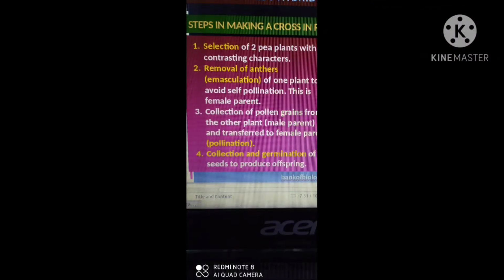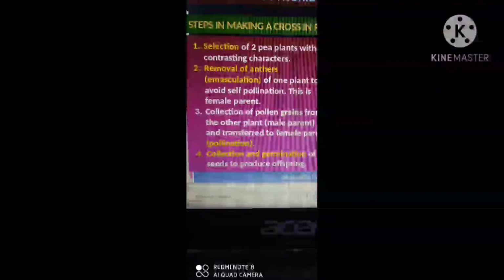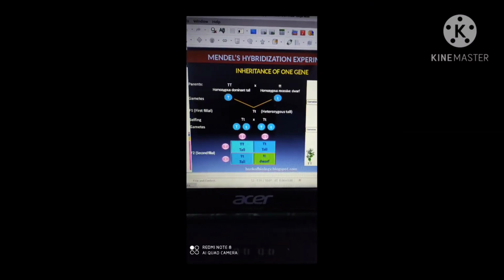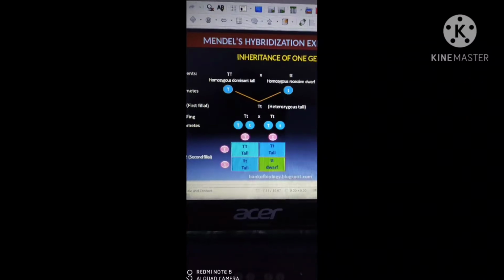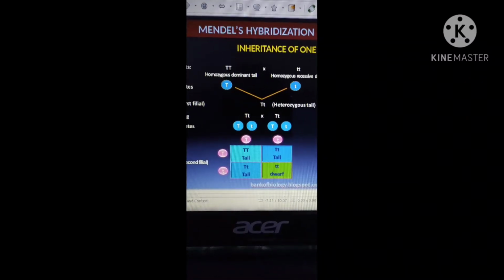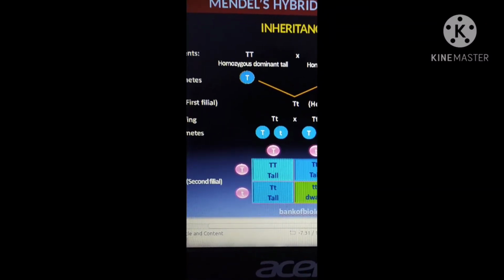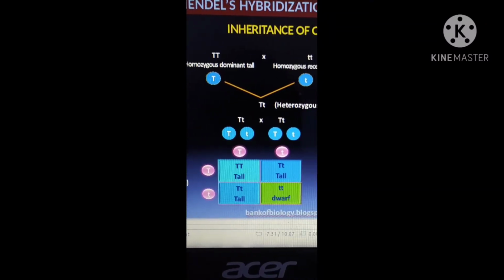And after cross pollination, what happens? Fertilization takes place, flowers are formed, then seeds were formed, and these seeds were germinated and plants were produced. The generation of plants produced after the cross pollination is known as the F1 generation, first filial generation.